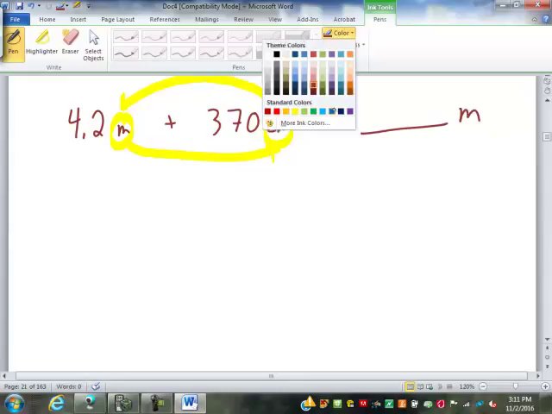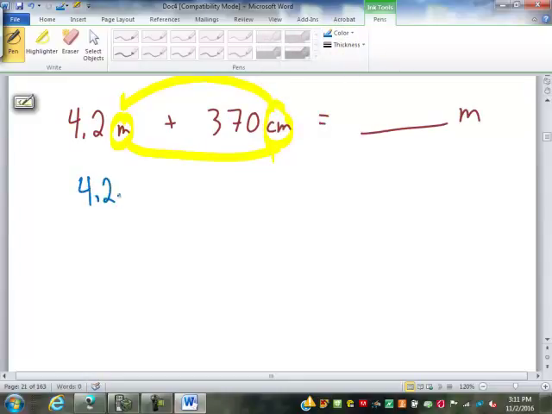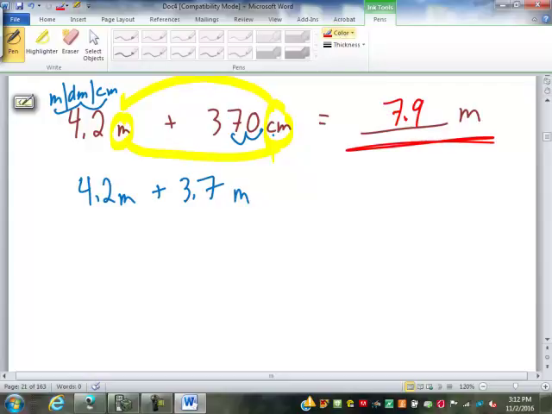Well, then the 4.2 meters is not going to change. The 370 centimeters is going to become how many meters? Do you remember your conversions? Centimeters to meters on the chart. Meters, decimeters, centimeters. It's 3 spots to the left. Or sorry, 2 spots to the left. My decimal point goes 2 spots to the left. It's 3.7 meters. So now we can just add 4.2 and 3.7 is 7.9 meters.